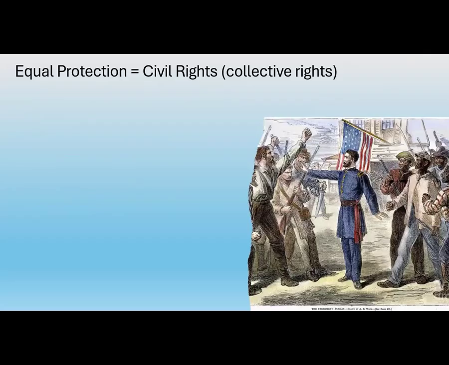Remember that the phrase equal protection refers to civil rights, and that civil rights are collective rights. You can consider the concept from two perspectives. Civil rights refers to the right of a group of people to be free from unequal treatment, or it can refer to the obligation of government to treat people equally unless there is a sufficient reason not to.